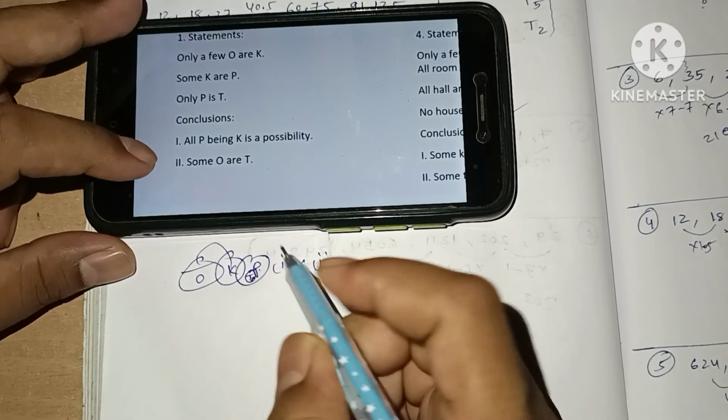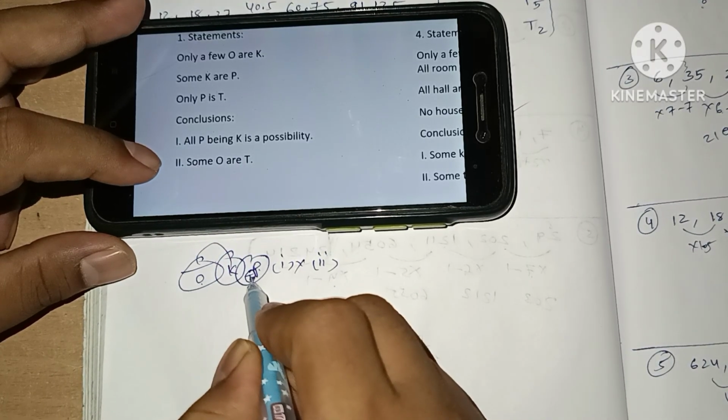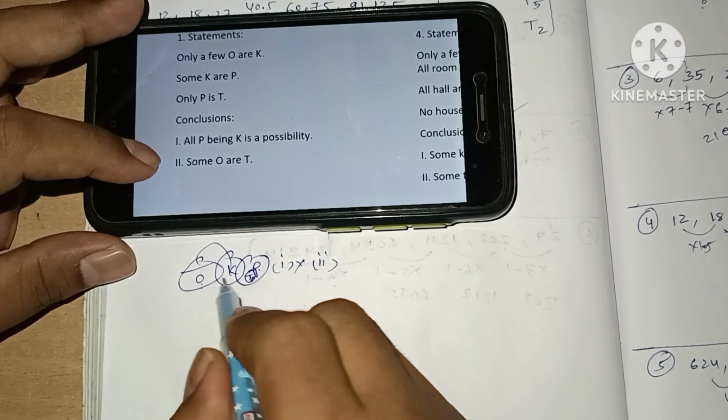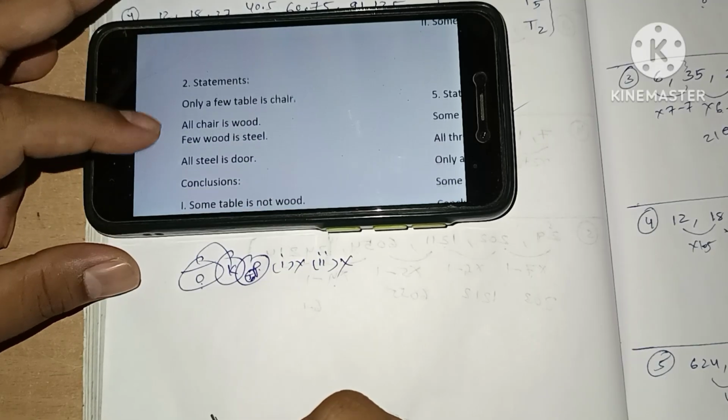Second conclusion, some O are T, some part of O is sharing with T. No, there is no relation between O and T in our basic Venn diagram. So this is false. Now let's see question 2.